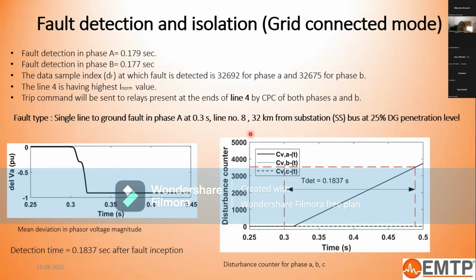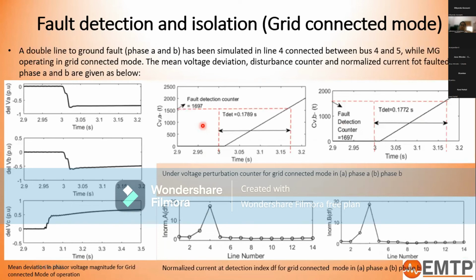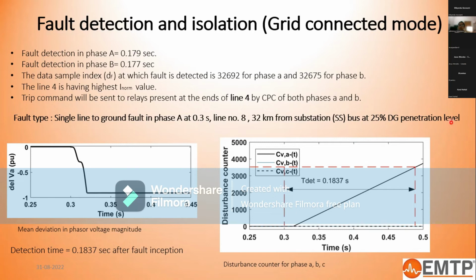DG penetration. So why have I changed these situations? In the previous case, the DG penetration was 50% and this scheme was still working quite well. So even if we change the parameters of the microgrid system, the operating system, the given scheme is going to work fine in this case also. So that's what we achieved.